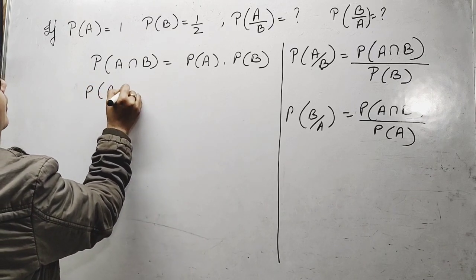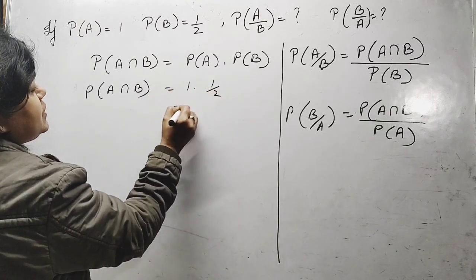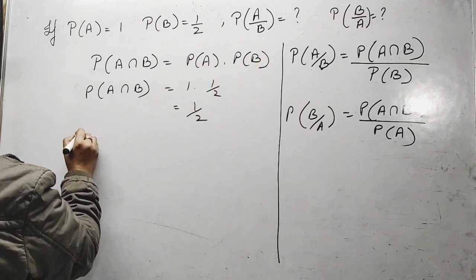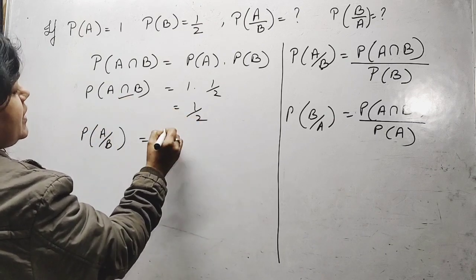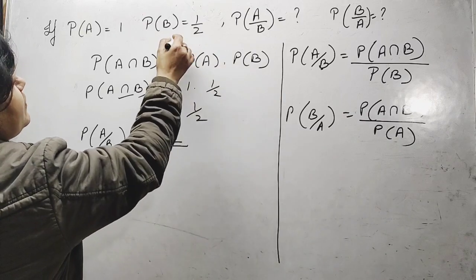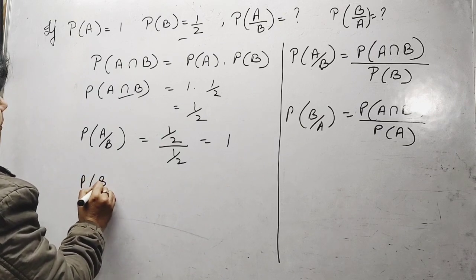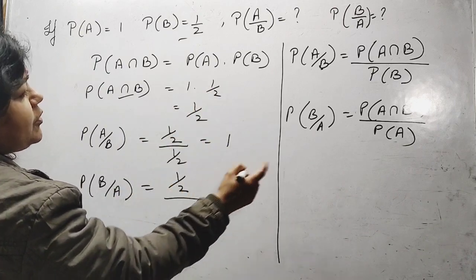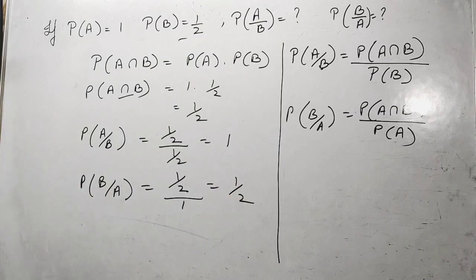Firstly, I am going to find the value of probability of A intersection B, and we get 1 into 1 by 2, which equals 1 by 2. Now putting these values in the first equation, we can find the probability of A by B, which is equal to probability of A intersection B, that is 1 by 2, over probability of B, which is 1 by 2. So ultimately we get the answer 1. Similarly, to find the probability of B by A, the probability of A intersection B is 1 by 2 and the probability of A is 1. So here the answer is 1 by 2. These are known as the relationships of Bayes' theorem.